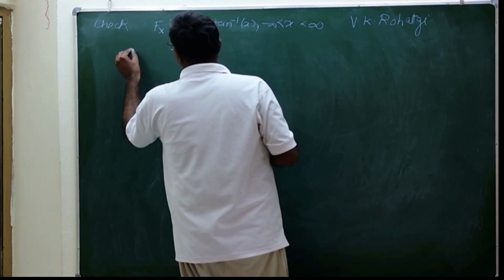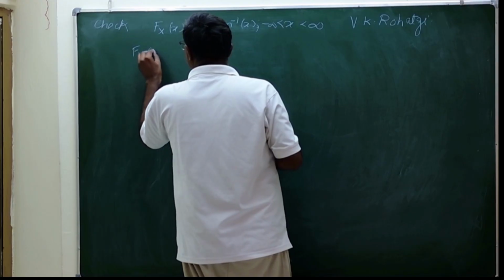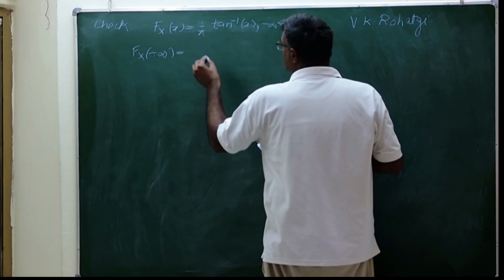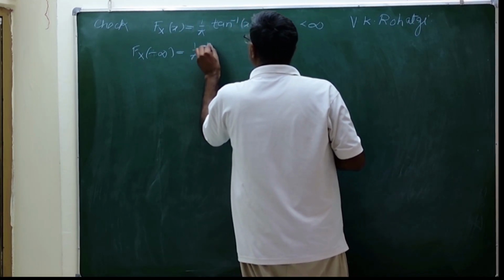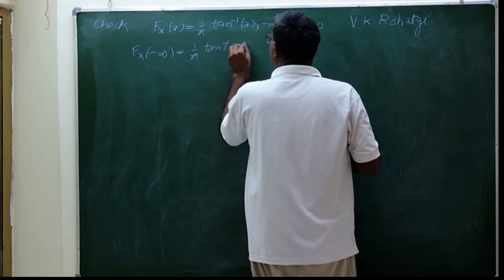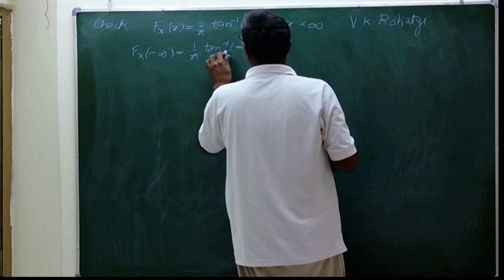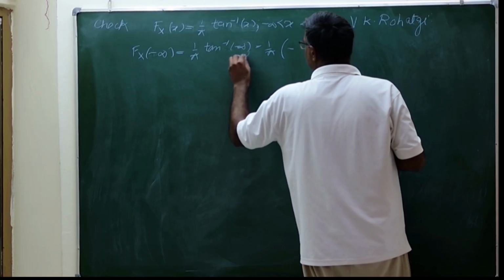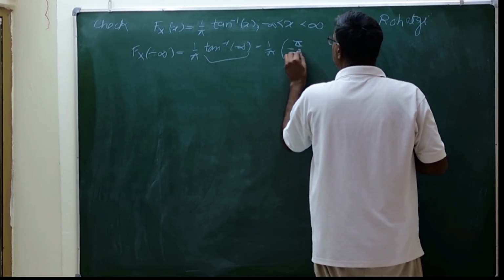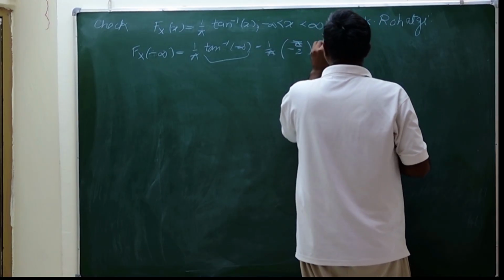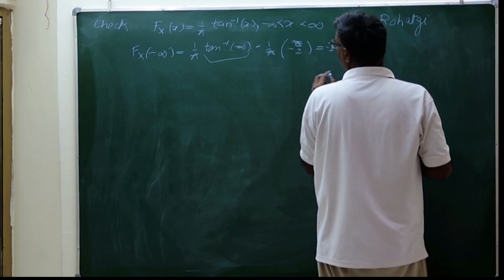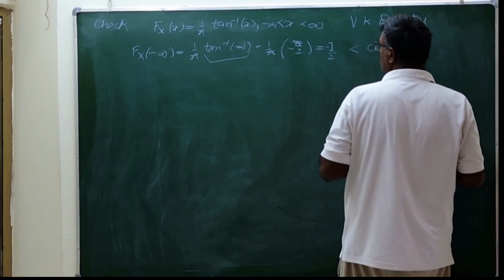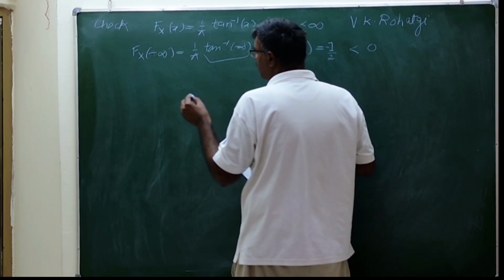So first of all, we will check whether F of x at plus infinity is, first let's check at minus infinity. So it is 1 over pi tan inverse of minus infinity. So 1 over pi, and tan inverse of minus infinity is minus pi by 2. So we see that F of x is coming out to be minus 1 by 2, which is less than 0. So F of x cannot be a distribution function.